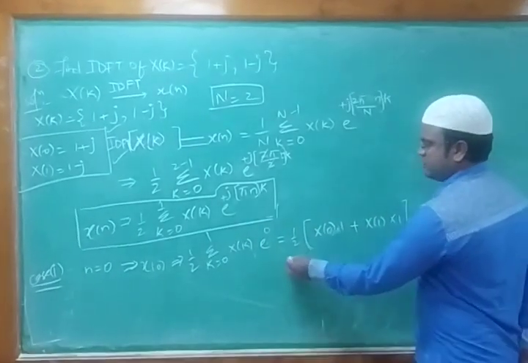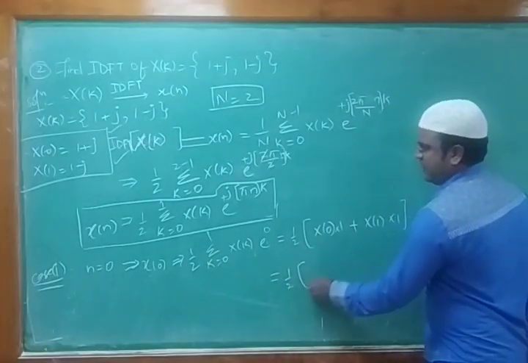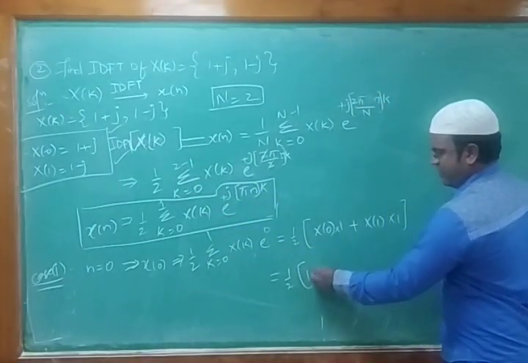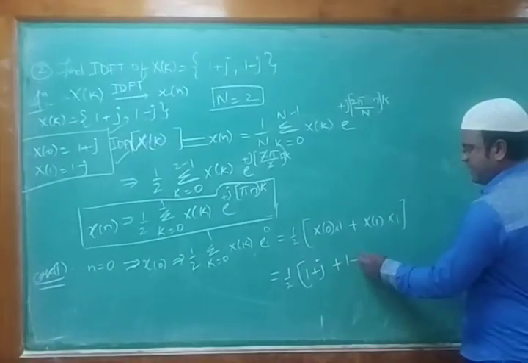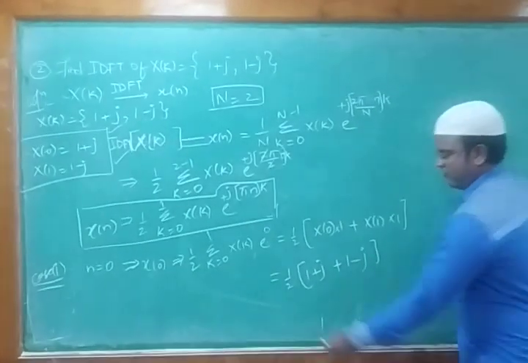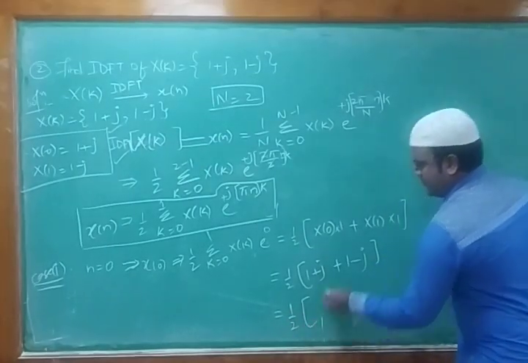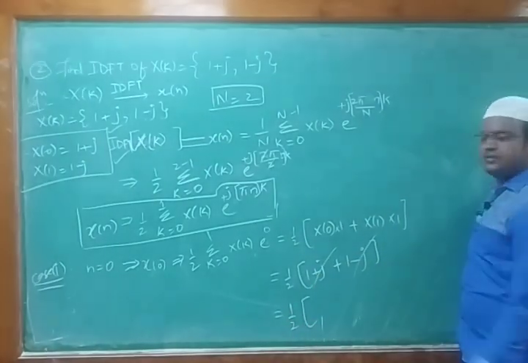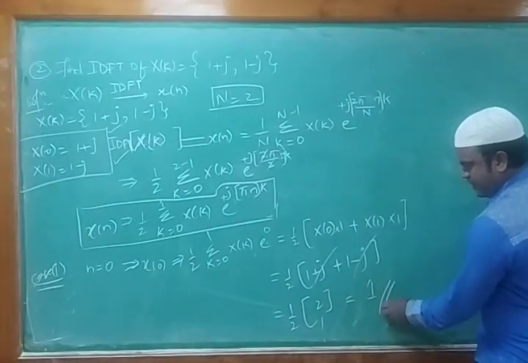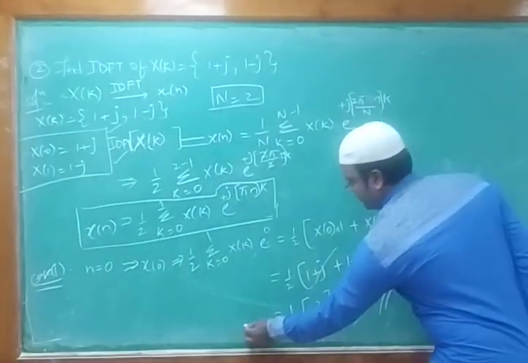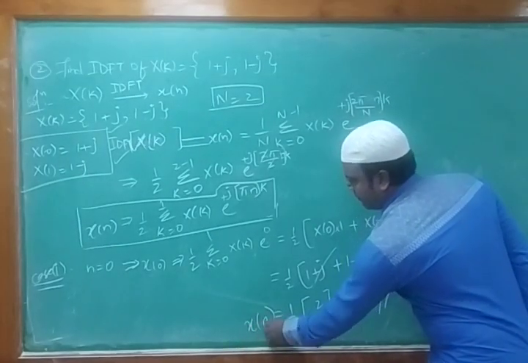So what I'll write for these two values? It's 1 by 2, x of 0. What is x of 0 we have? 1 plus j, plus x of 1. What is x of 1? 1 minus j. So 1 by 2 as it is, plus j and minus j gets cancelled. So 1 plus 1, it's 2. So 2 gets cancelled, we got the answer as 1. So this is your x of 0 we found.